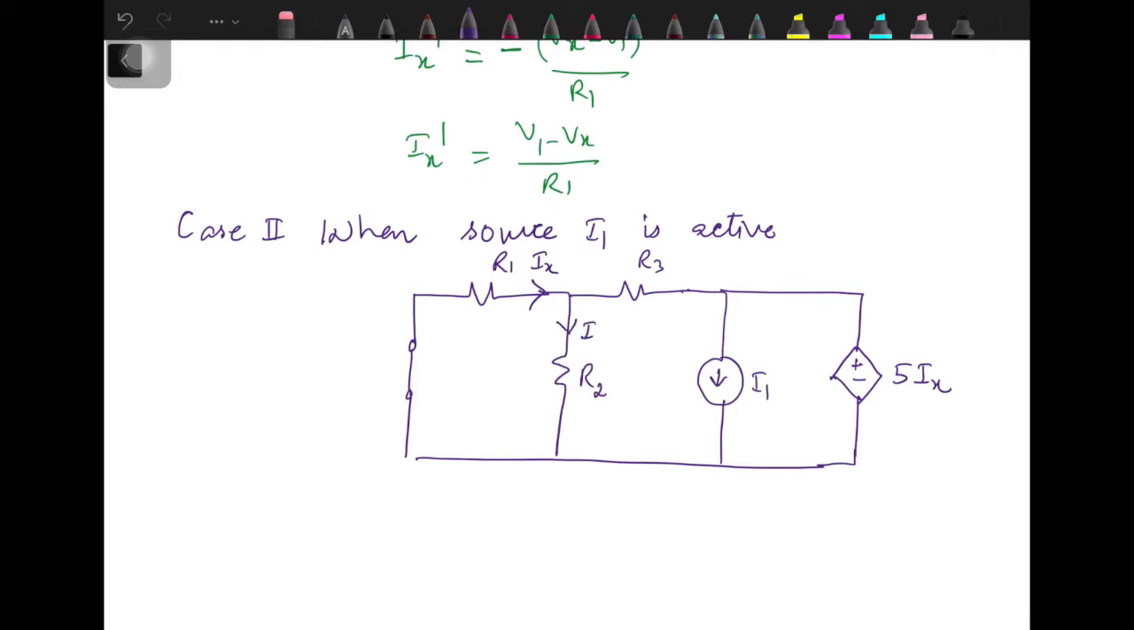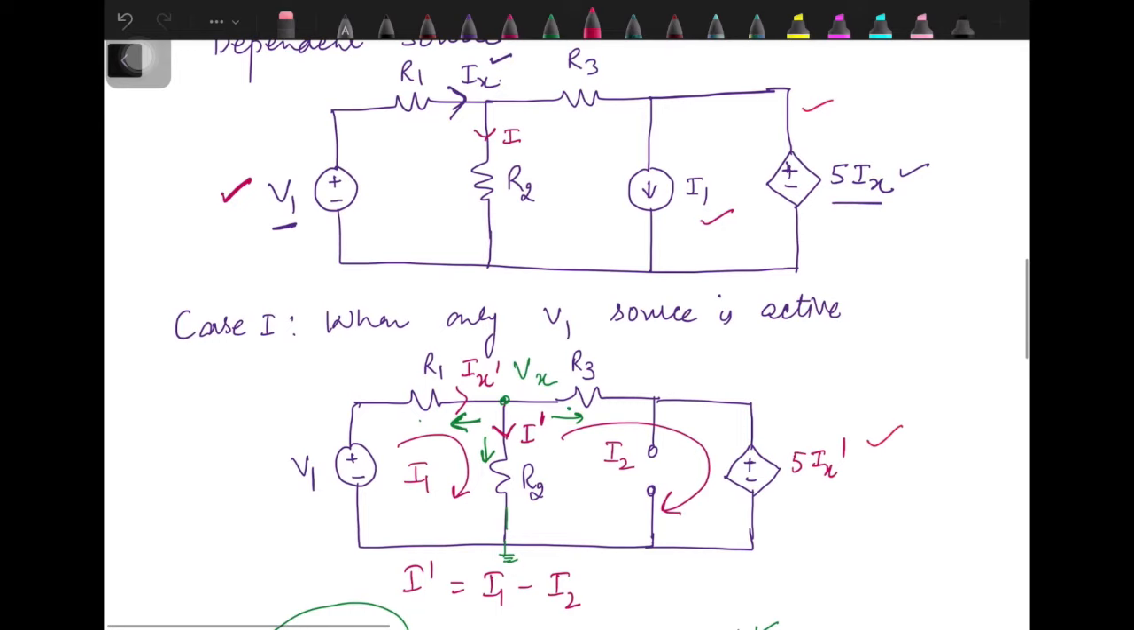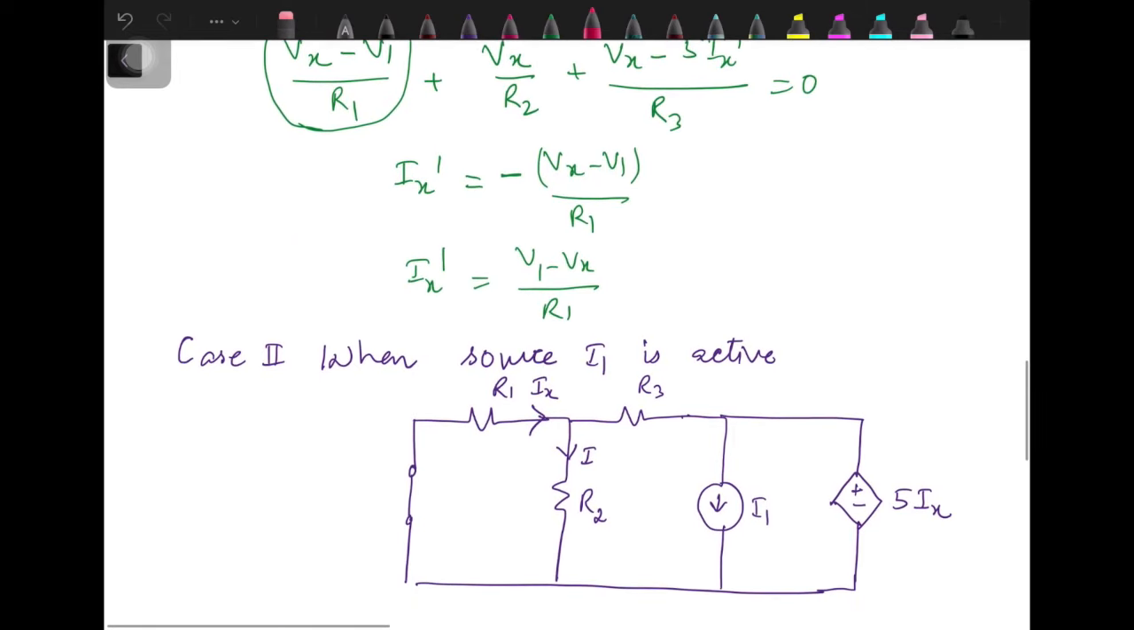Now this circuit is different from the initial case, so this current will be different from this as well as from this case, because the circuit is different from these two. So let's say it is Ix double dash, and this current is denoted by I double dash. So this source will become 5 times Ix double dash. We need to keep one thing in mind, that the controlling quantity is changed in every case.